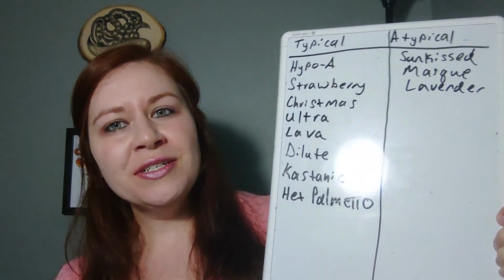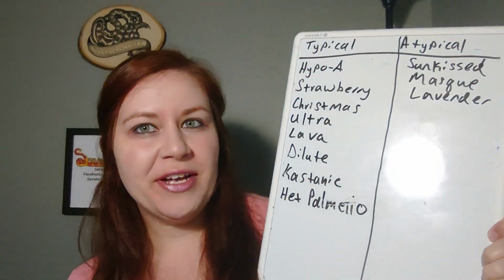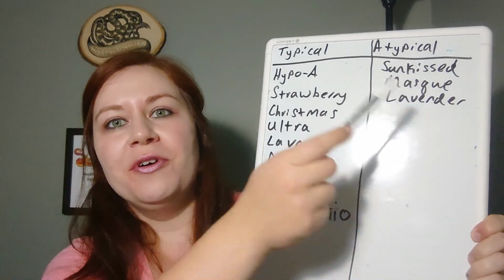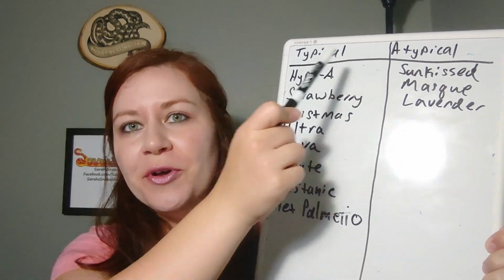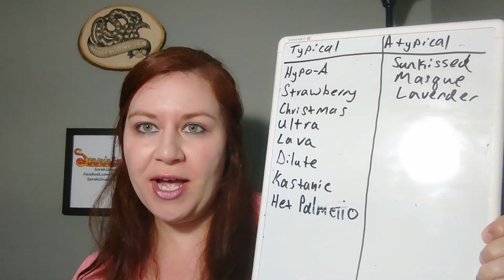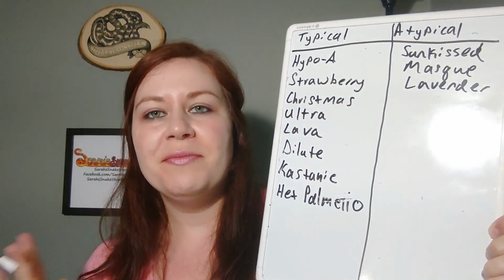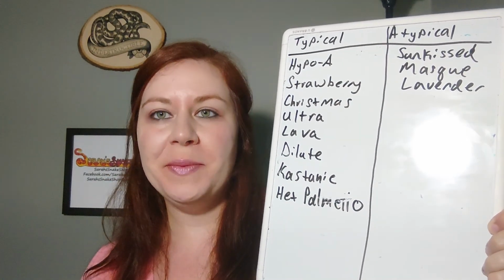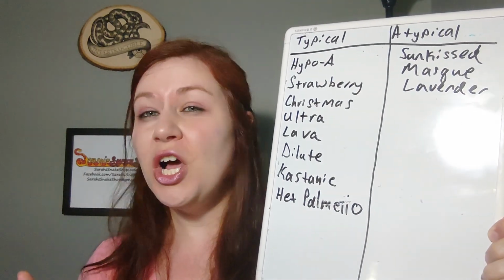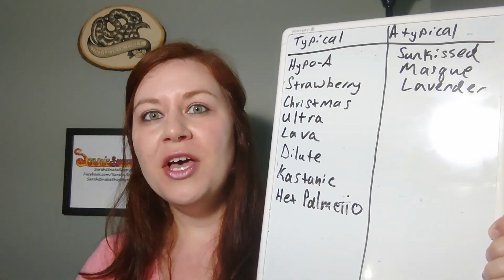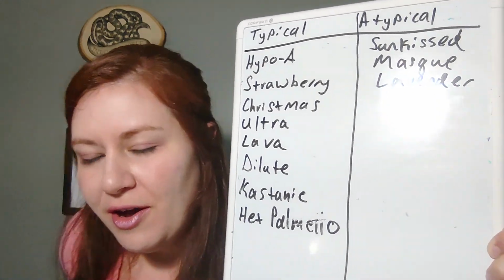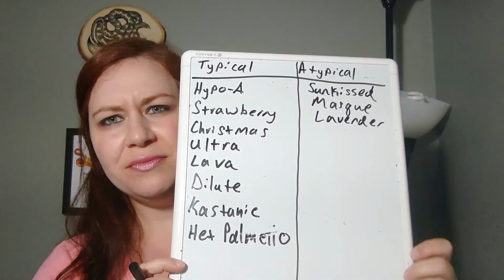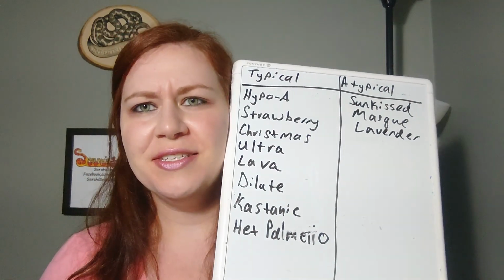So here's the list. I'm sorry if my light's kind of reflecting. So I have typical and atypical hypotypes. Essentially what I mean by that is the typical hypotypes are types that only affect the color of the snake and nothing else, whereas the atypical will affect both color and pattern. So here, I'm going to scoot over, try to get it so you guys can see it a little better.